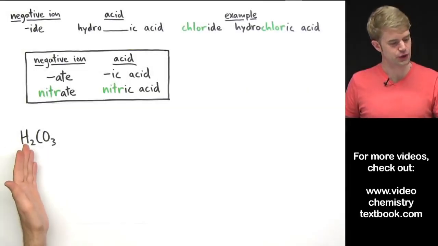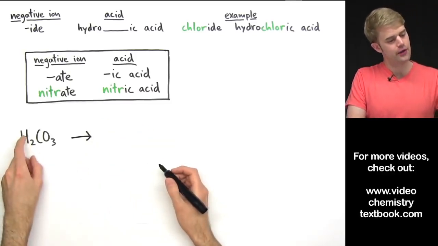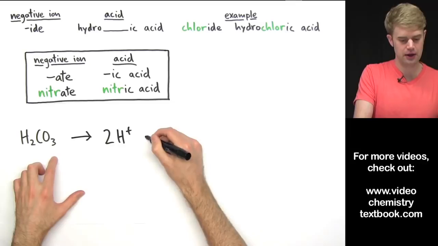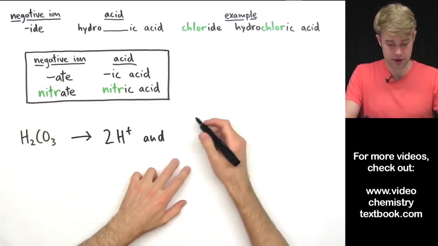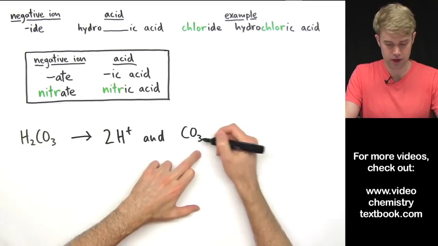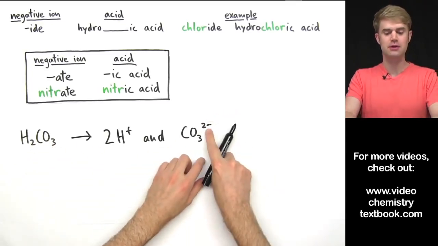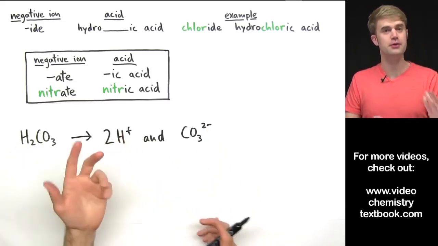Let's do another example. Here we have H2CO3. We're going to break this into the ions that make it up. Now there are 2 hydrogens here, so we're going to do 2 H plus. That's one part of it. And then the other part of it is everything else. So it's going to be CO3. And the charge on this is going to be 2 minus. It's got to be 2 minus to balance out the 2 plus charge that we get from the 2 hydrogens.